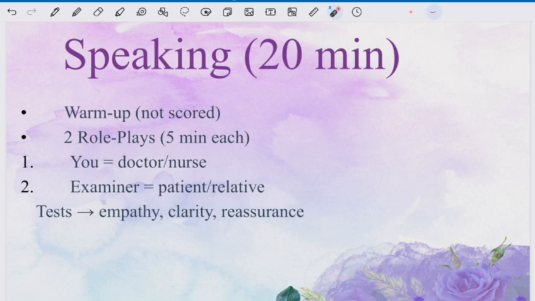And they focus so much on your empathy. Like if a patient is angry, how are you able to calm them down? If they are very anxious, then you need to reassure them. Okay, I know that in our countries we are not used to these things, but they're really assessing these things on that day. They're not testing your medical knowledge.